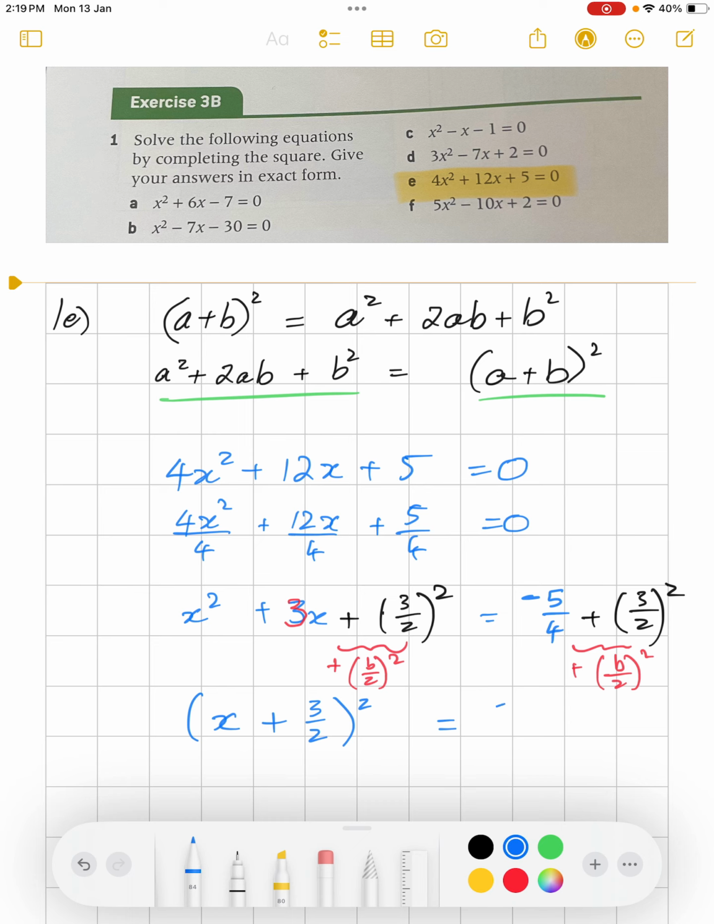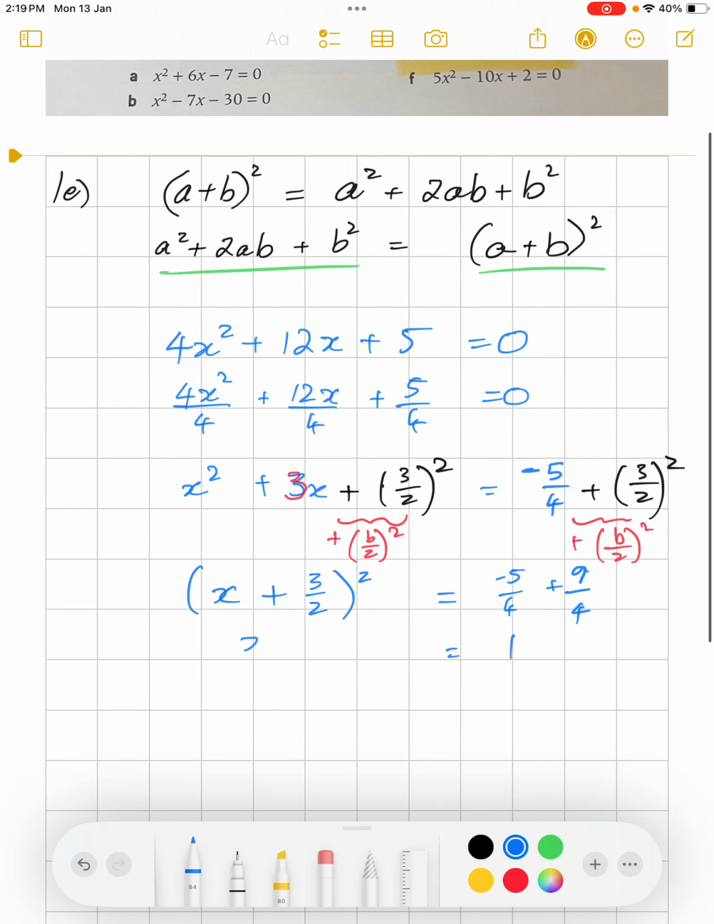Now over the right, we've got to work this out. Negative 5 over 4 plus 3 squared over 2 squared, 3 squared is 9, 2 squared is 4, and so this is negative 5 plus 9 over 4. Oh, that's 4 over 4, that's the number 1. So I'll just put the number 1. That's handy. And we've got (x plus 3 over 2) squared is equal to 1.